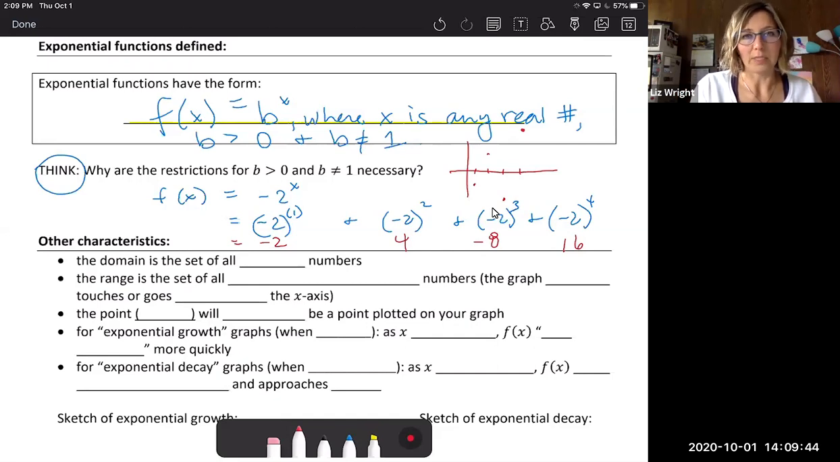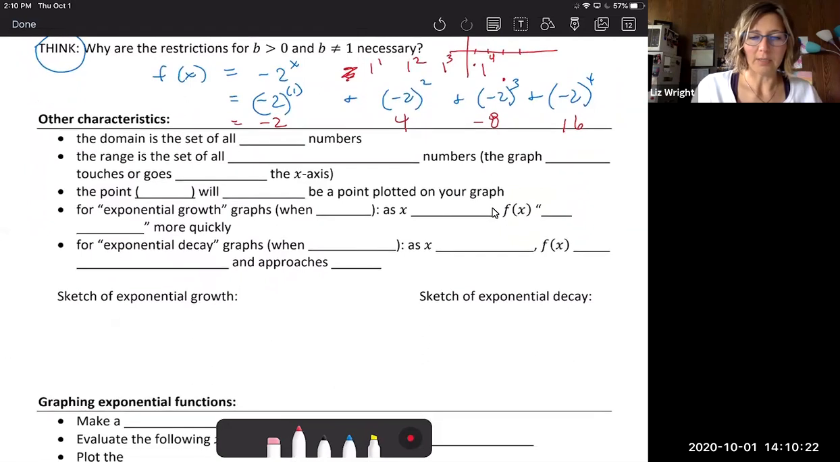Well, why can't it equal 0? Because if it equaled 0, it's just going to be a straight line going across, right? Like 0 to the first, 0 squared, 0 to the third. It would be a straight line. Same thing with b equaling 1. If we had 1 to the first and 1 squared and 1 to the third and 1 to the fourth, well, our output is going to constantly be 1, so it would be graphing a straight horizontal line. So that is why we have those restrictions in place.